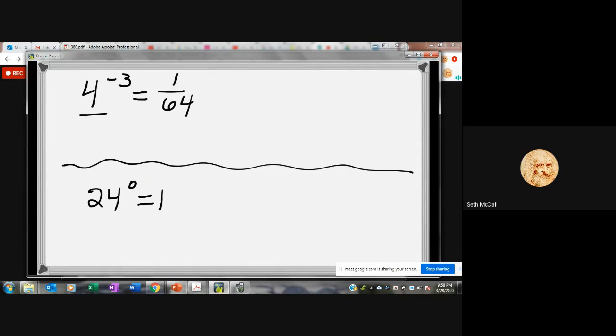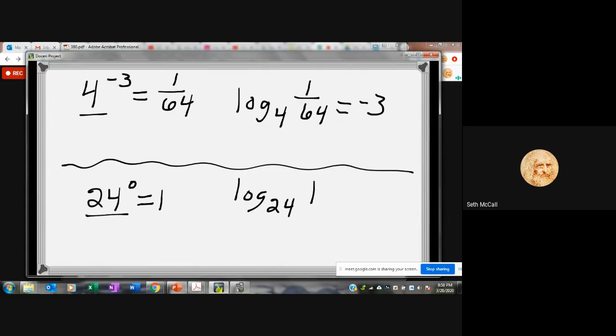This one, 4 is the base, so that becomes log base 4, and then we have 1 over 64 equals negative 3. And this is, again, 24 is the base, so log base 24 of 1 equals 0.